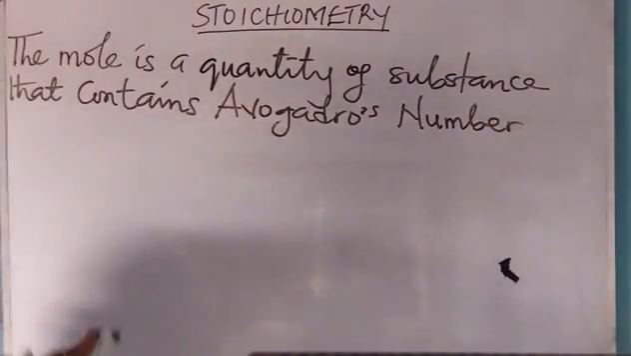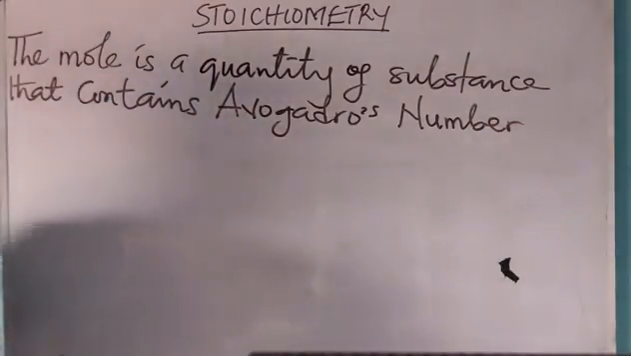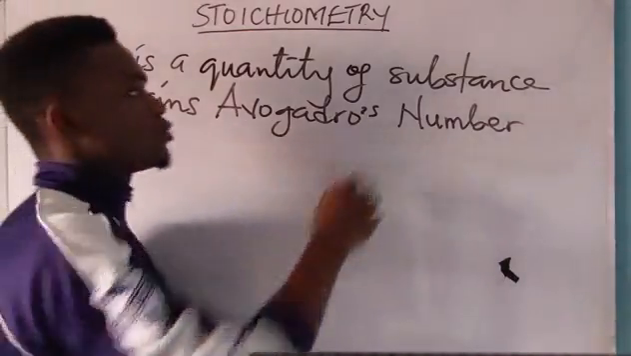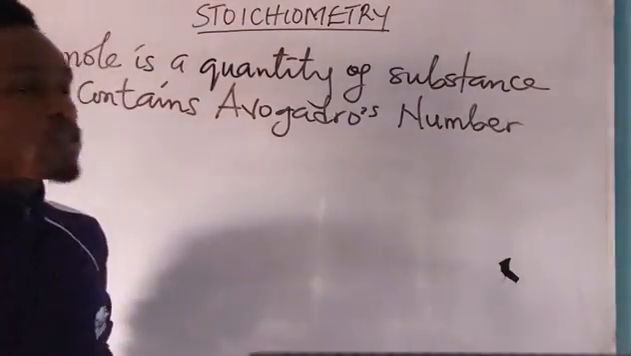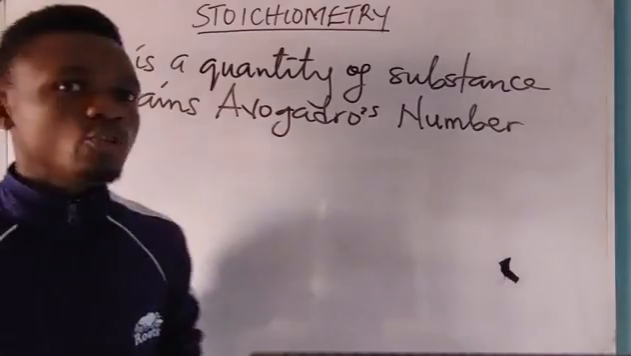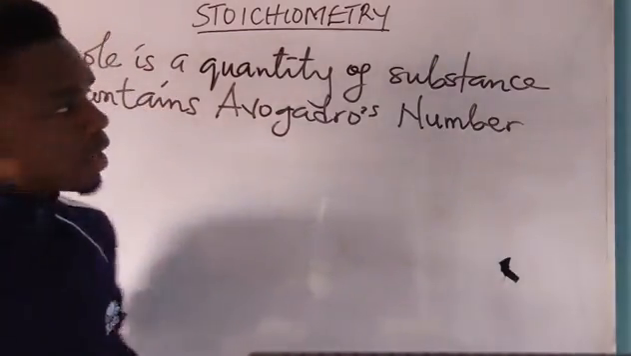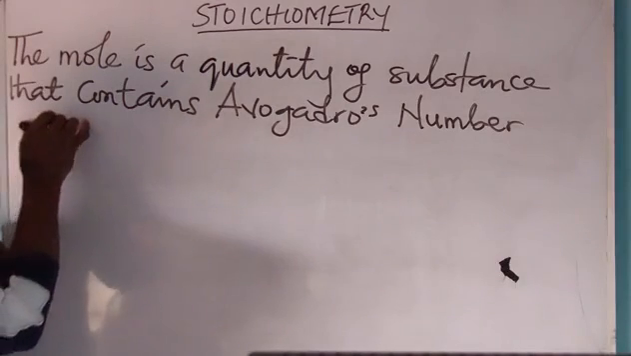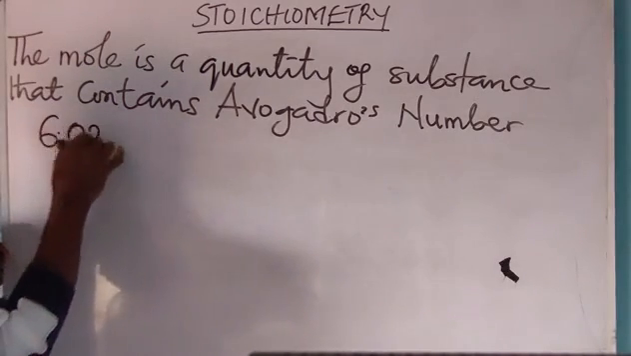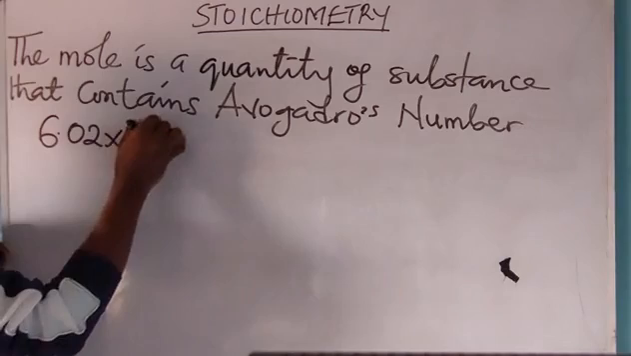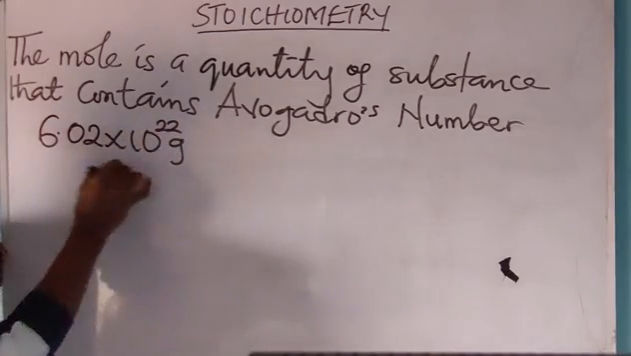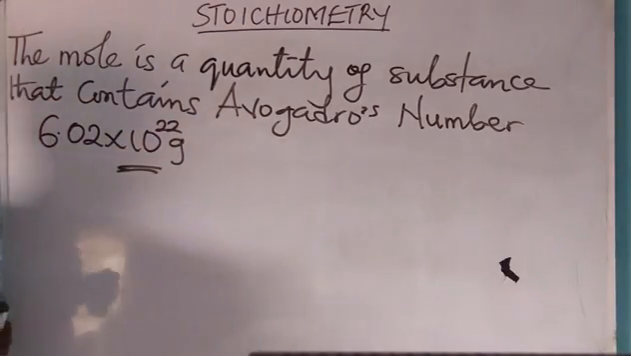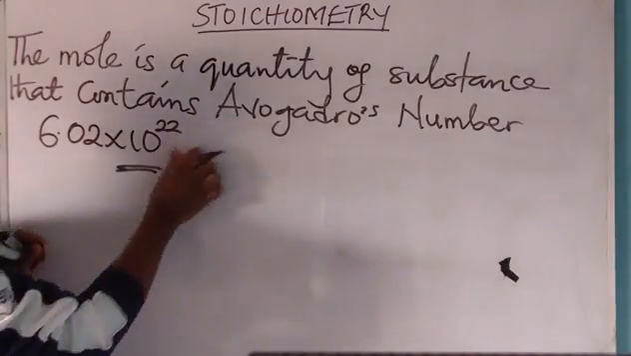Which means that 1 mole of a substance is equivalent to Avogadro's number. Now, Avogadro's number is written as 6.02 times 10 to the power 23. Let me use the word atoms now.